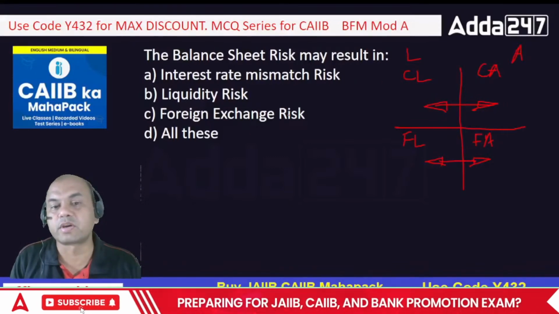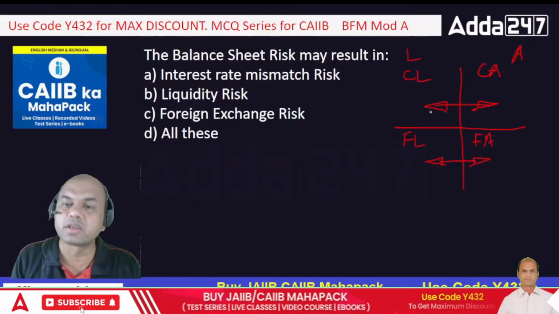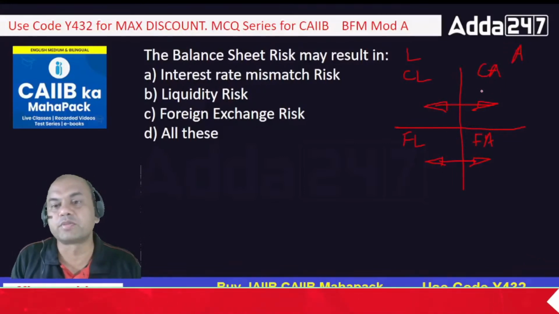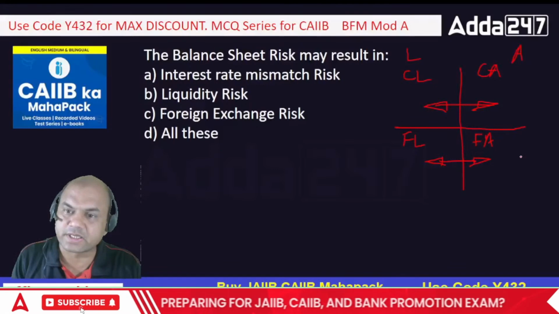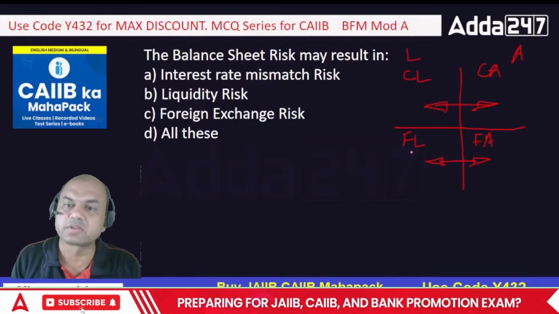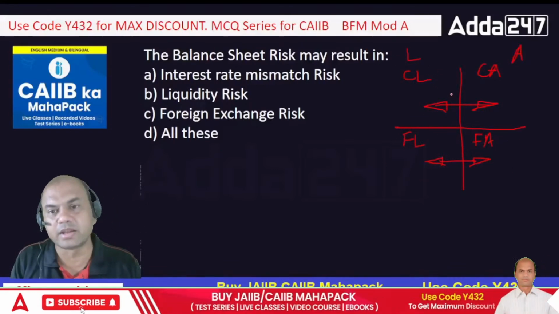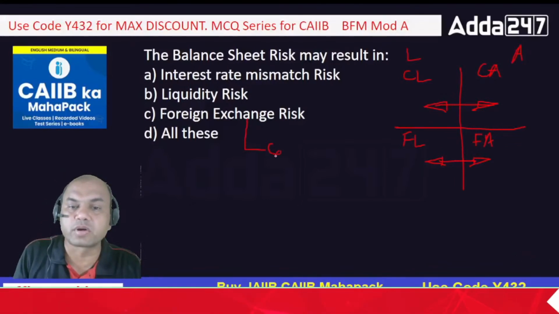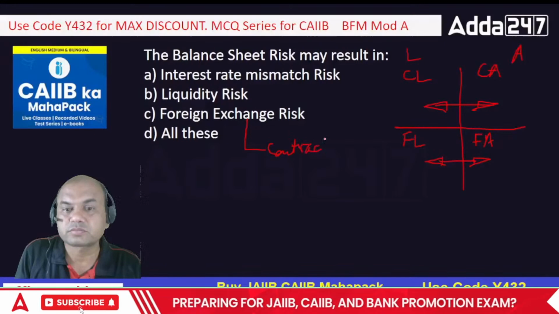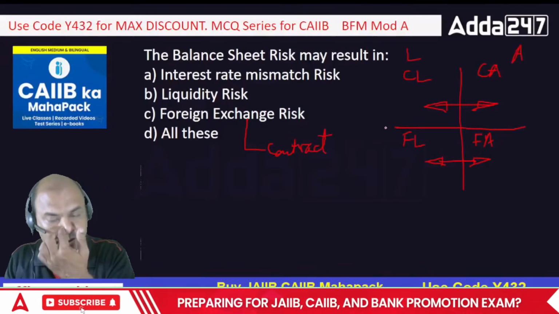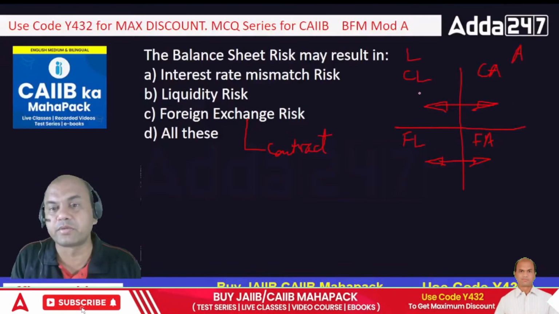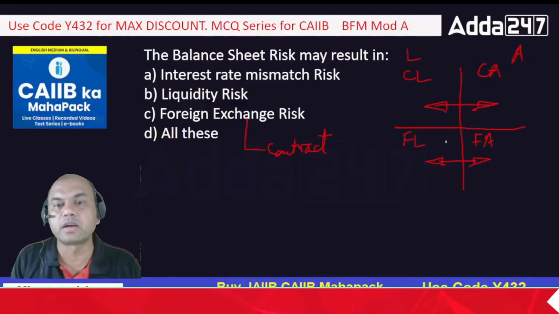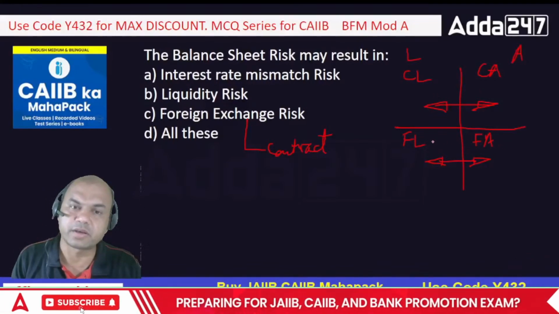Then forex, foreign exchange. Forex may come in over here also, over here also. Forex may be a part of current assets, fixed assets, current liabilities, and fixed liabilities. It can be anything, depending on what type of contract you have taken. If I have taken a contract of less than 1 year, it can be for the short term. If I have taken a contract for more than 1 year, it will be for the long term, right?